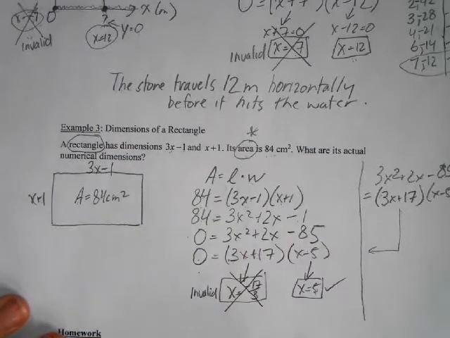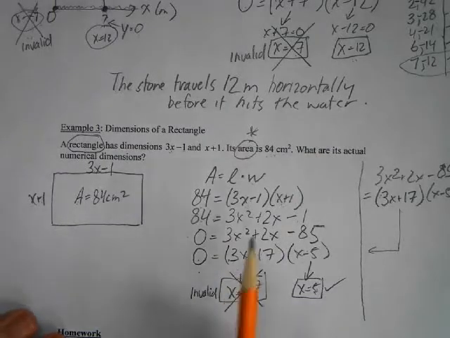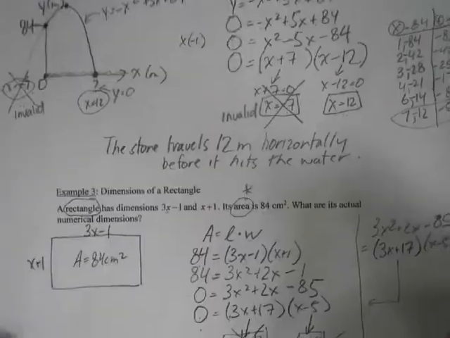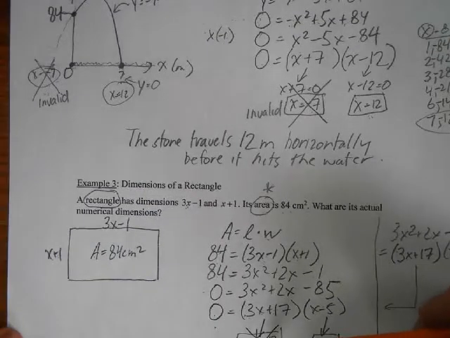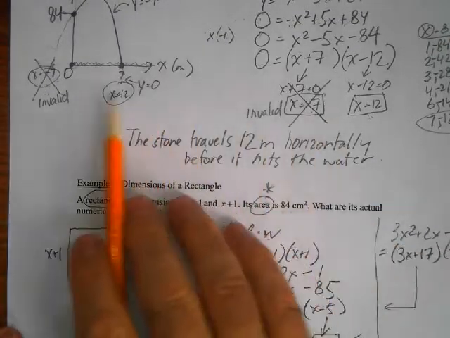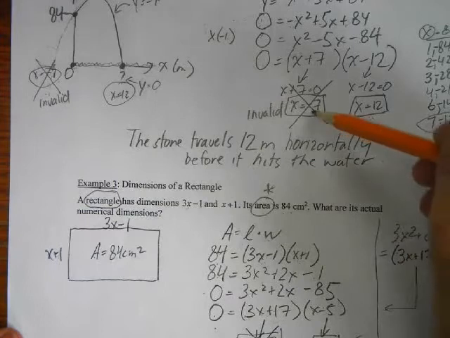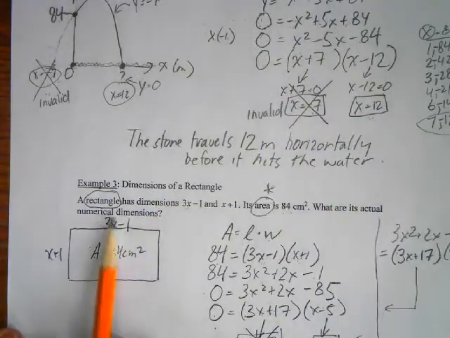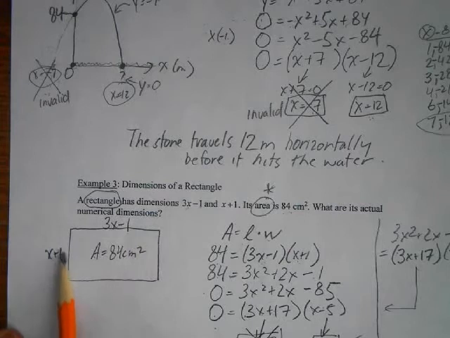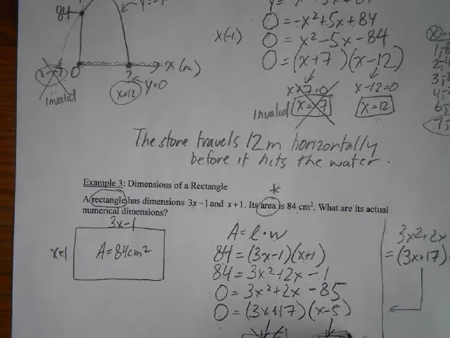Now, be careful, because so far every time we see a negative answer, we just throw it out. That's not always the case. Sometimes negative answers do work, depending on what these expressions are. So you have to try it out. Just don't assume, oh, it's negative, so it's wrong. In this case, it is negative, but it's wrong because we tried it out and it doesn't work. Okay. So we know that the only answer is x equals 5.